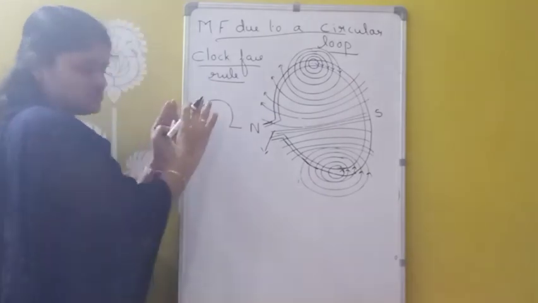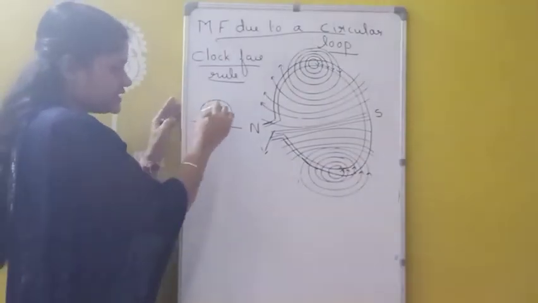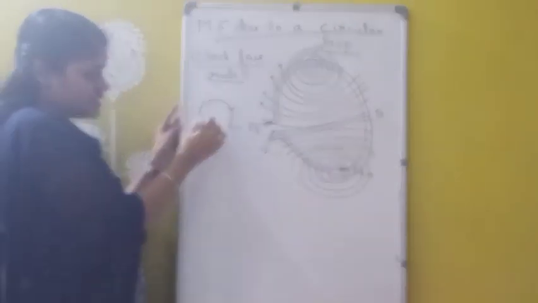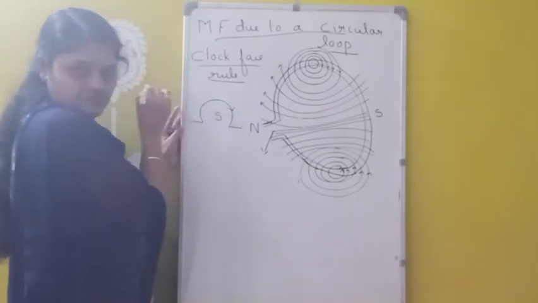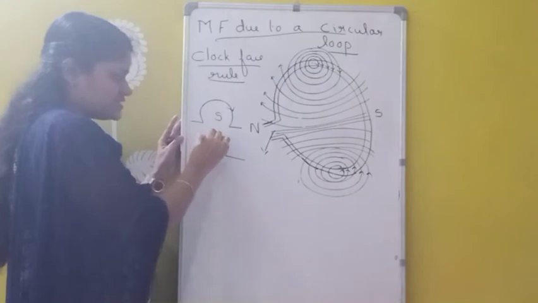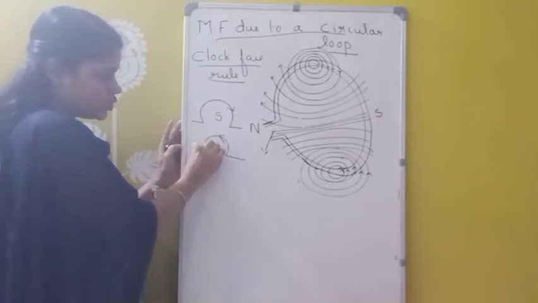So we are facing in front of the loop. By facing the loop, if the current is passing in clockwise direction, that side will be south pole. And suppose facing this loop, current is passing in anti-clockwise direction, just the opposite direction, that side will be north pole.